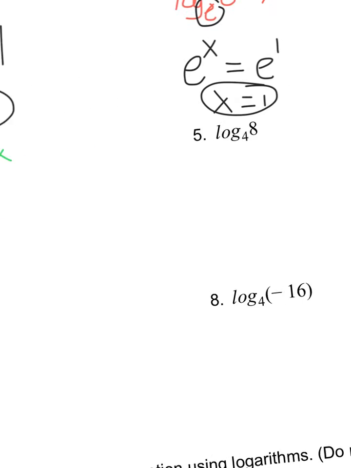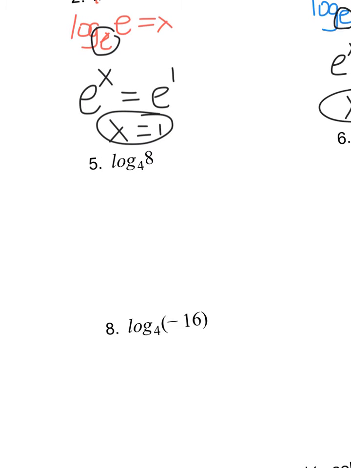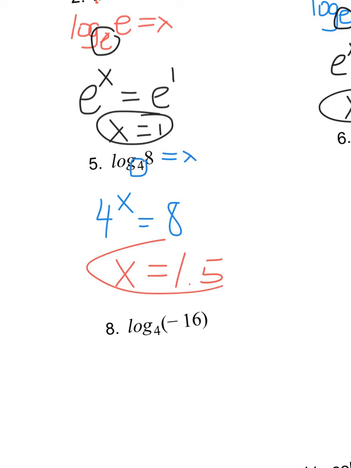And number 5, 4 to what exponent would give me 8? I could re-express it to show you all the steps here. 4 to the exponent x equals 8. You can keep guessing and checking. Again, later we'll show how to use logarithms to solve this. 1 would be 4 to the first, which is 4. That's too small. 2 would be 4 squared, which is 16. That's too big. You could guess and check, but eventually you're going to find that x equal to 1.5 is exactly the right answer.